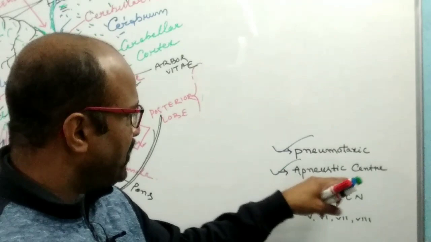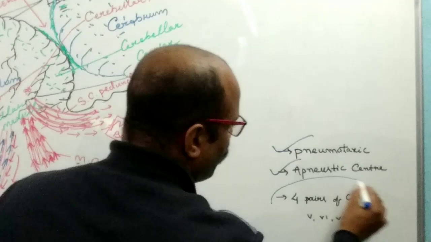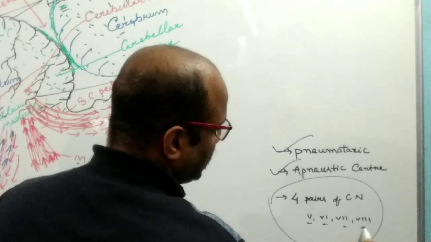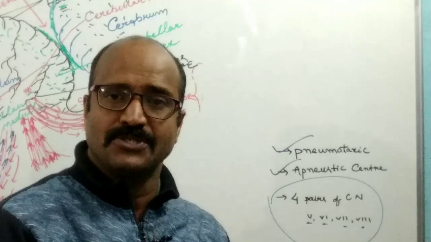And another important thing is that from the pons, four pairs of cranial nerves are developed. The cranial nerves 5th, 6th, 7th, 8th. So the 5th to 8th cranial nerves arise from the pons.